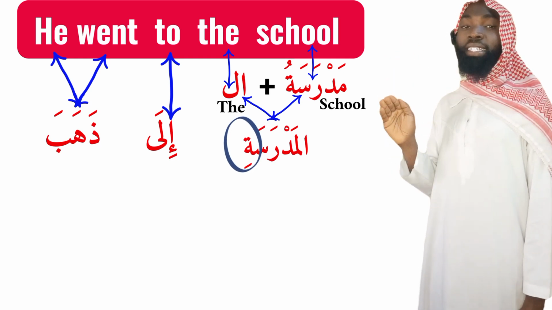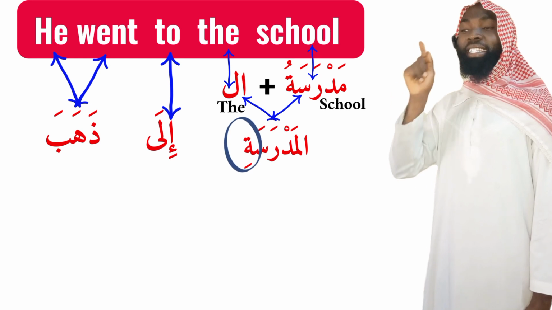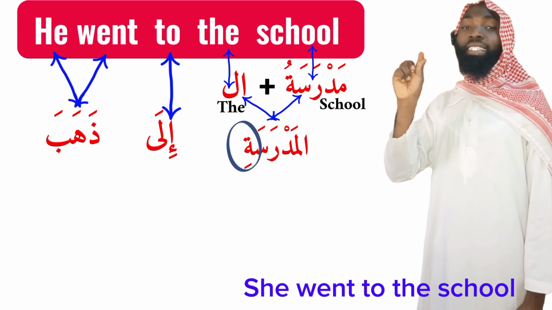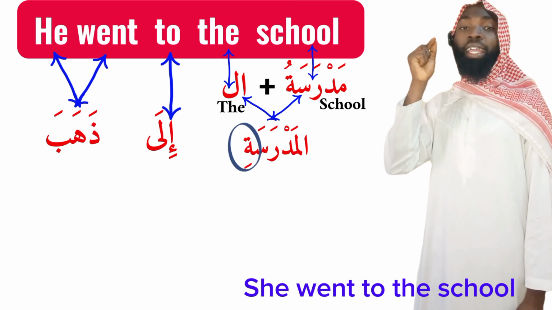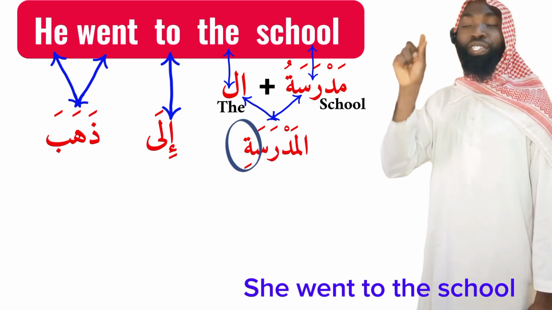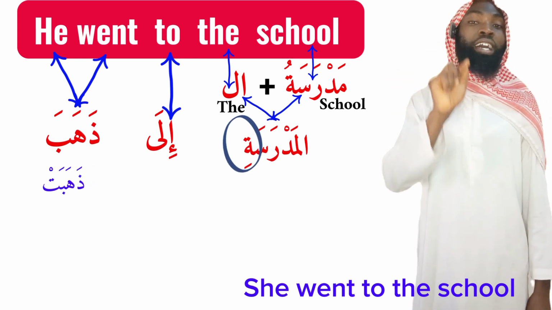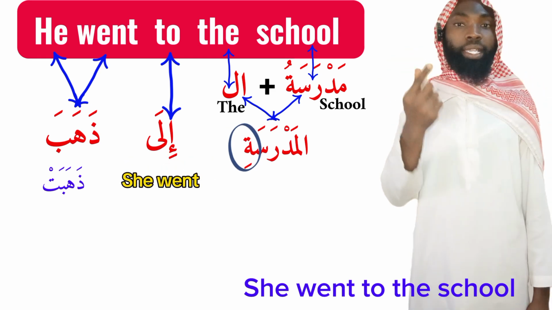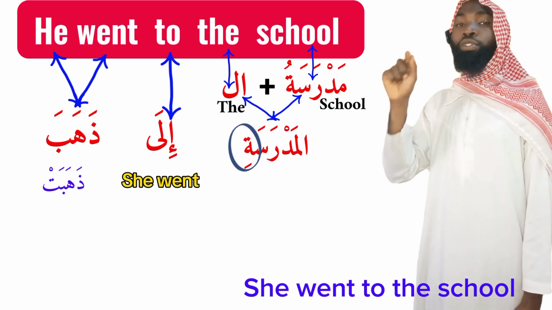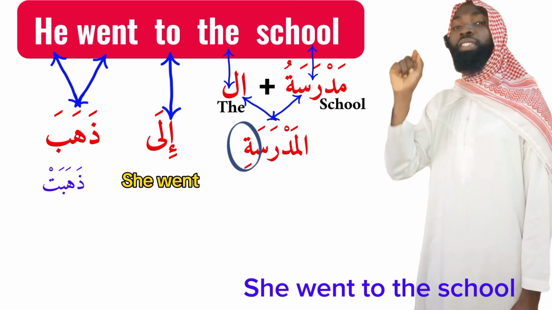This second part of the sentence will be the same all through for the other four sentences that you were given. The second was, she went to the school. So what we need to change here is she went. Dhahaba is he went. So how do we say she went? You simply add ta'utanis, ta' with sukun, to the dhahaba. And you now have dhahabat. So dhahabat stands for she went when speaking about a third person female. Dhahabat ila al-madrasati, she went to the school.